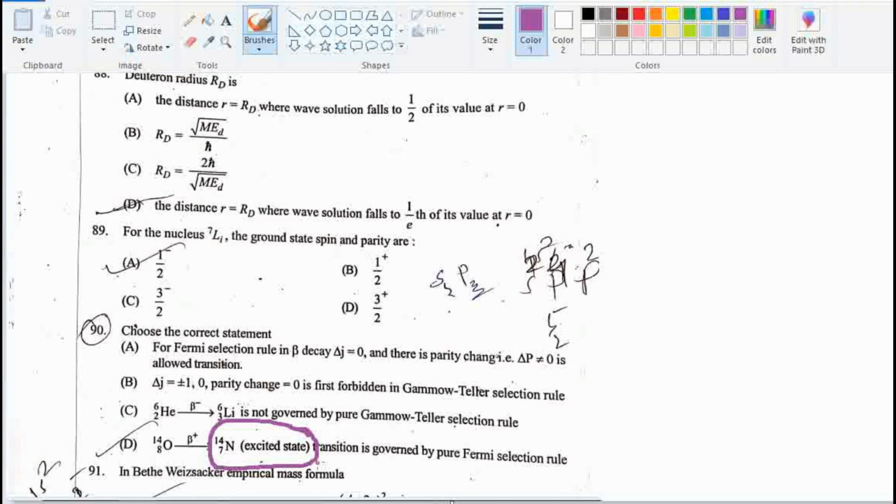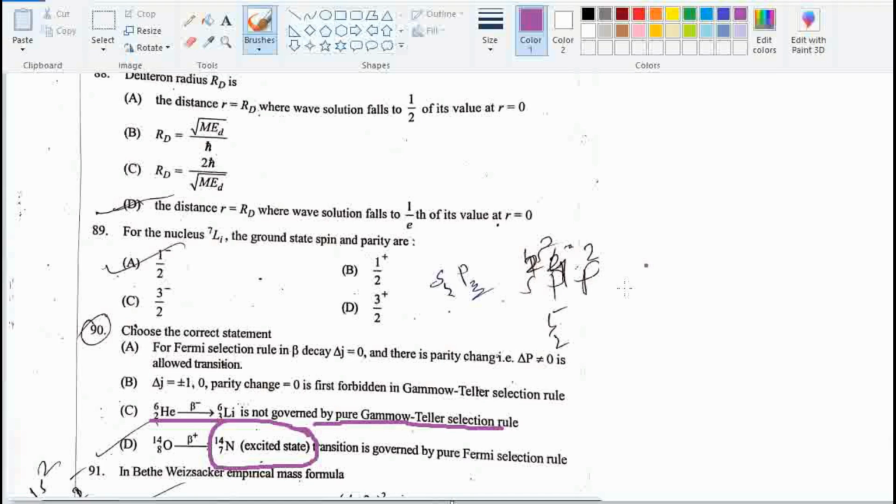And what is the statement given in option C? In this decay, the reaction is not governed by a pure Gamow-Teller transition, and in option D it is given that the transition is governed by a pure Fermi selection rule. So we have to find the correct statement.